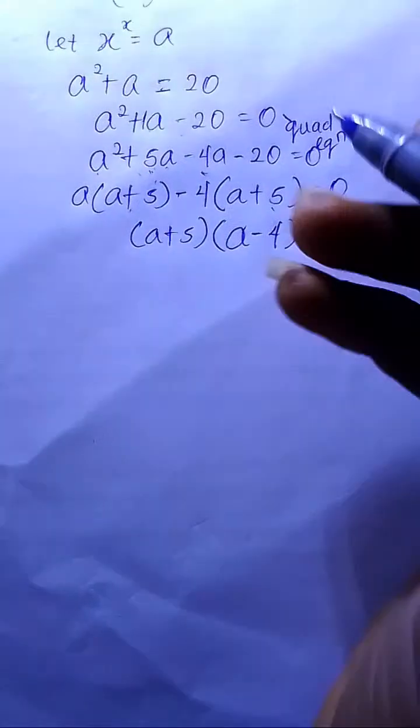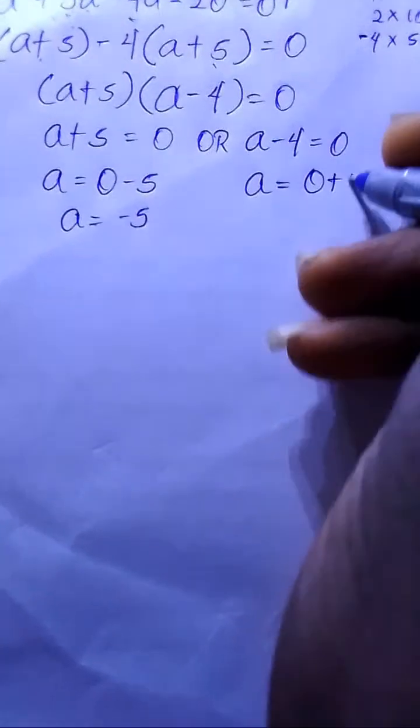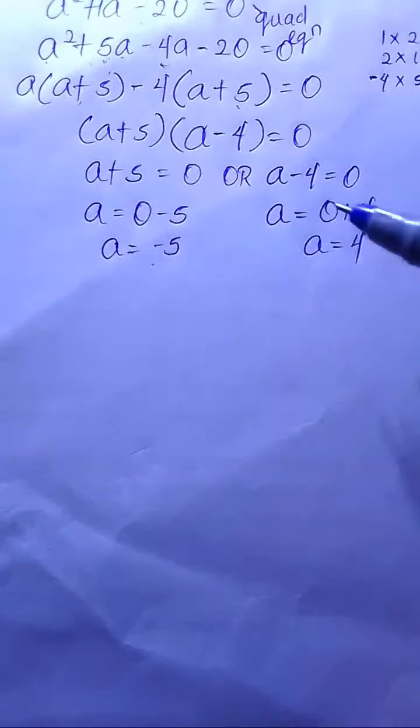So from here we have two things: a plus 5 equals 0, or a minus 4 equals 0. So from here we can see that a equals 0 minus 5, so a equals minus 5. And from here, a equals 0 plus 4, a equals 4. So from here, we can see that we have minus 5 and 4.